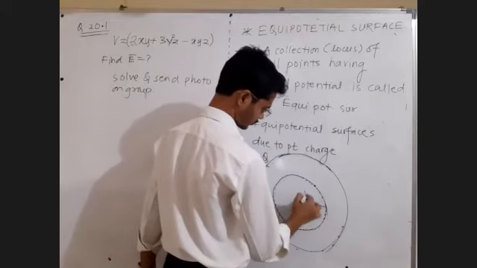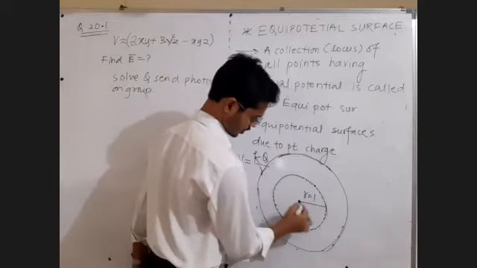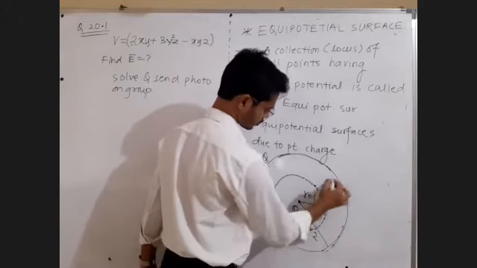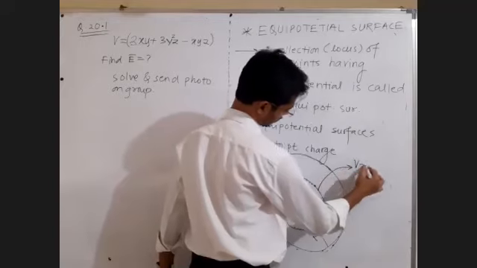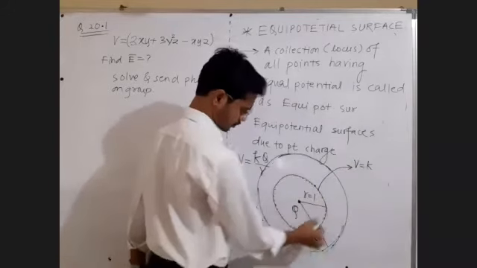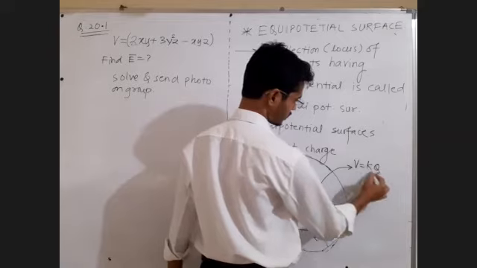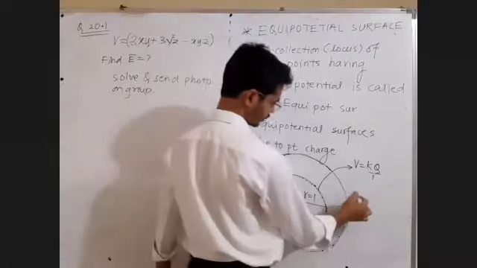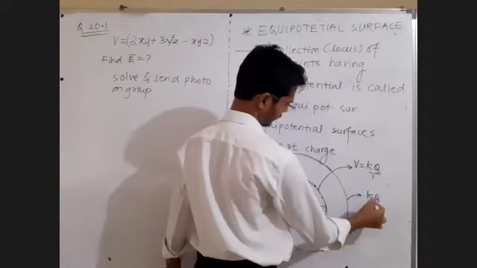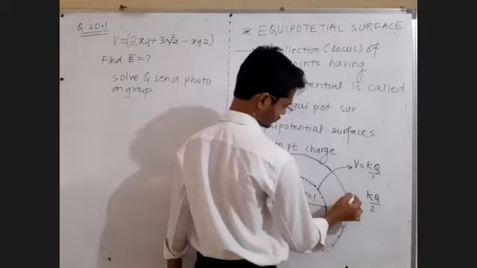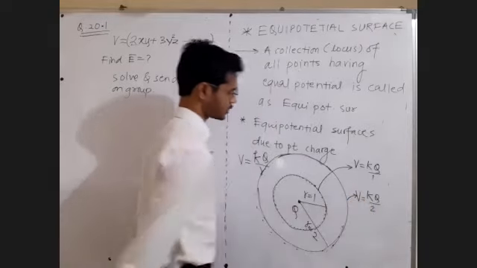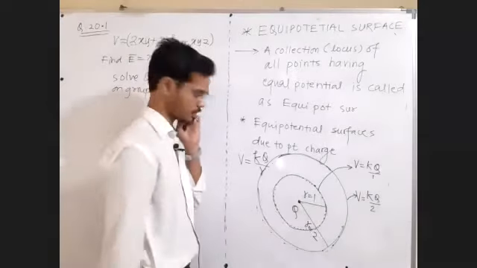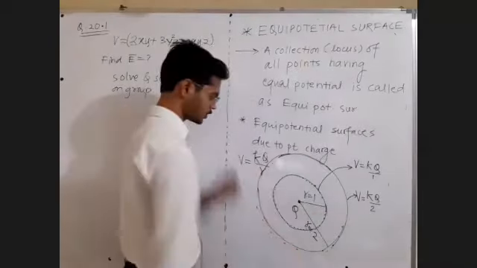So here r equal to 1. Here I took r equal to 2. For all points on this surface, potential is kq upon 1. For all points on this surface, potential is kq upon 2. So this sphere is called an equipotential surface.